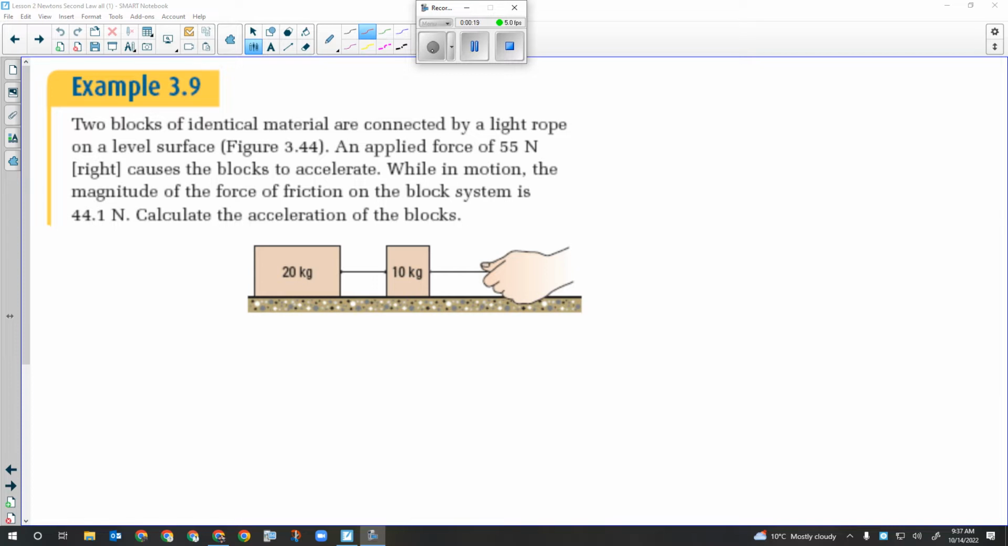All the questions we've done up until now had only one mass that was being moved. By definition, a system is more than one mass. So this would be a very simple system consisting of two masses, and we need to look at how that works in terms of Newton's second law. If I can get you to copy this one down, this is going to be our first Newton's second law in a system problem.